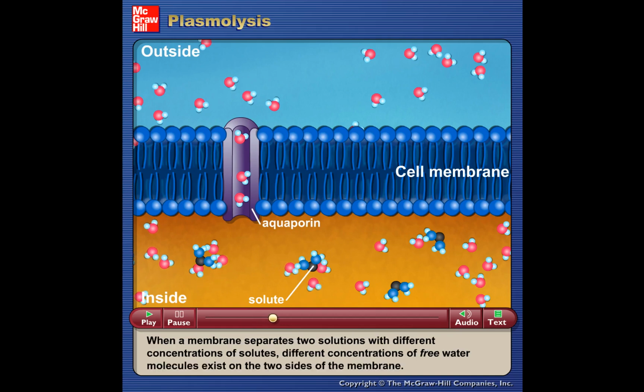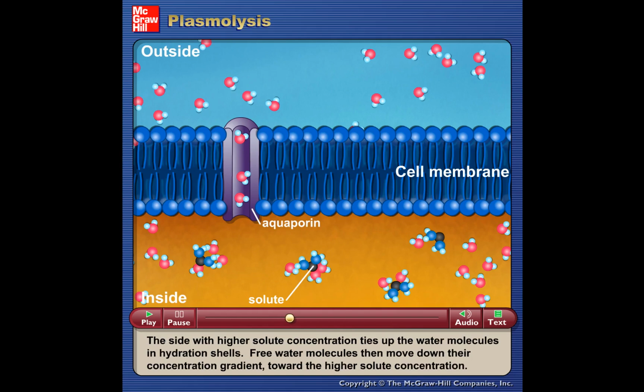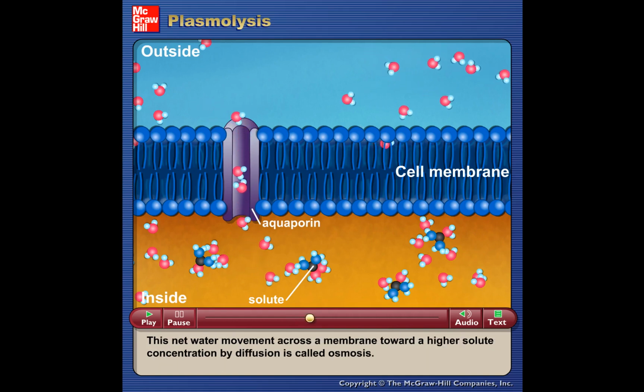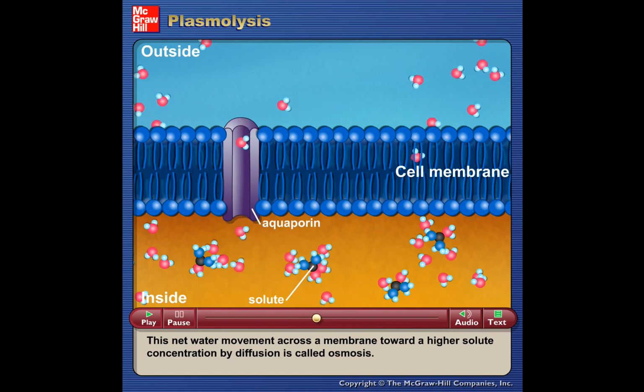When a membrane separates two solutions with different concentrations of solutes, different concentrations of free water molecules exist on the two sides of the membrane. The side with higher solute concentration ties up the water molecules in hydration shells. Free water molecules then move down their concentration gradient toward the higher solute concentration. This net water movement across a membrane toward a higher solute concentration by diffusion is called osmosis.